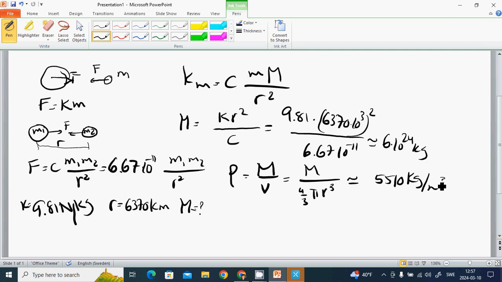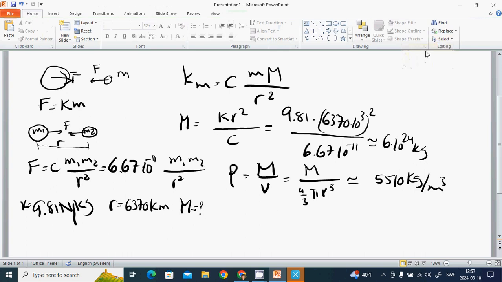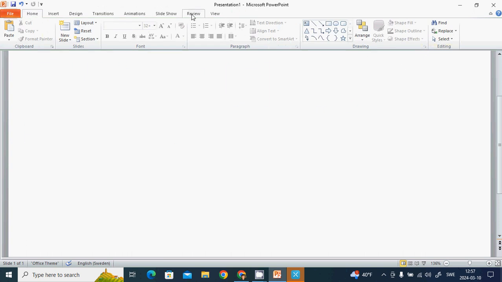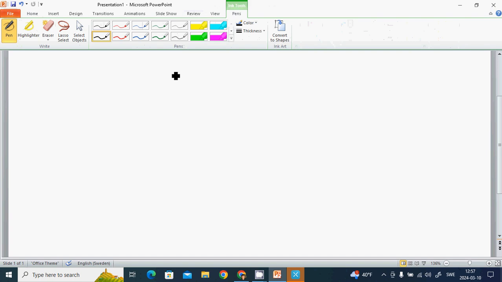Another example is that we have a particle on Earth with mass m, at distance R from the center, and we have an orbiting particle with the same mass m.